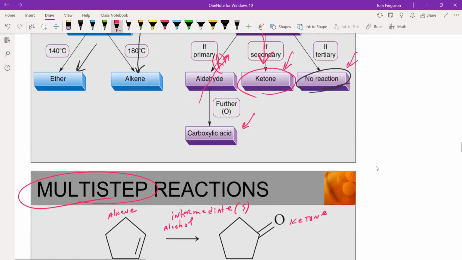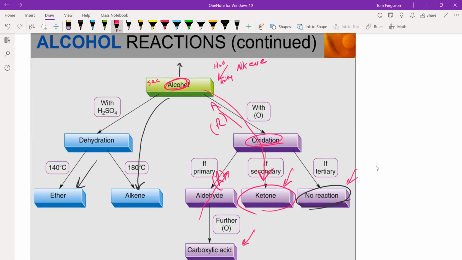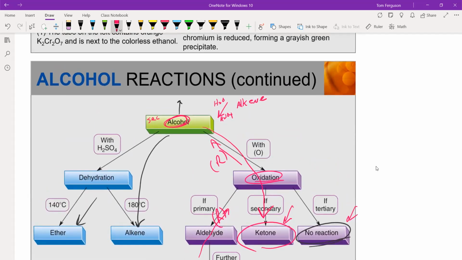All right, so let me review again how we got that. There's the ketone. We're going to go backwards now. The ketone has to be oxidized, and it's going to come from a secondary alcohol. So this alcohol here has to be a secondary alcohol to give you a ketone. Then to make a secondary alcohol, it's going to come from an alkene.